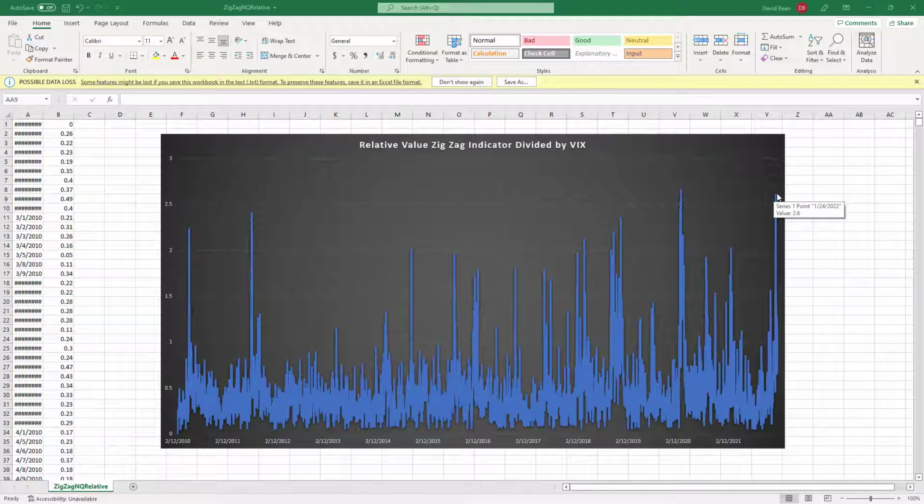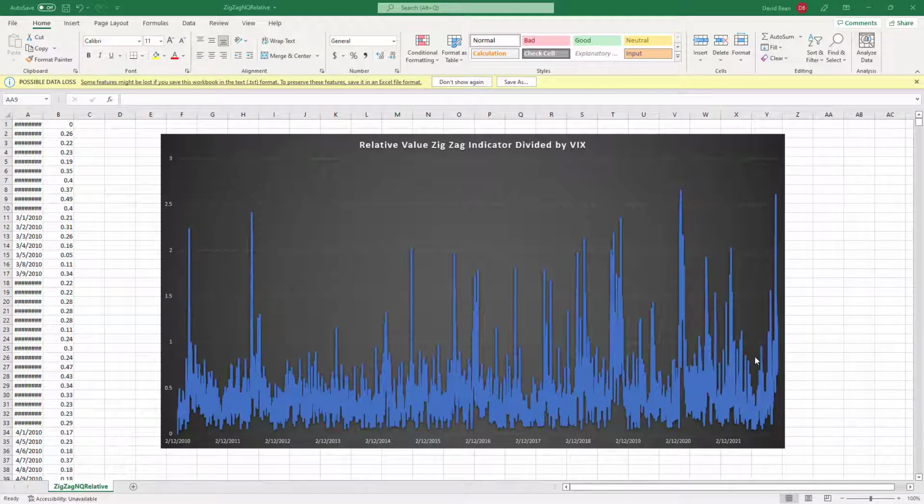previous day, 2.6 on January the 24th, and 2.66 on March the 3rd, and August the 8th, 2011, 2.41. The flash crash was 2.23. So second highest reading when you divide by VIX.